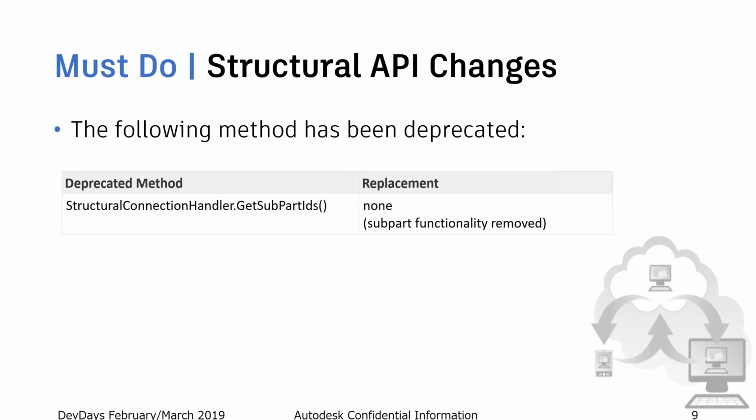In terms of structural changes, we actually got rid of get subpart IDs for structural connection handlers, because the functionality is actually removed, so there is no replacement at this point. So this method has been deprecated. It'll work for another year, but it will not be coming back at this point.